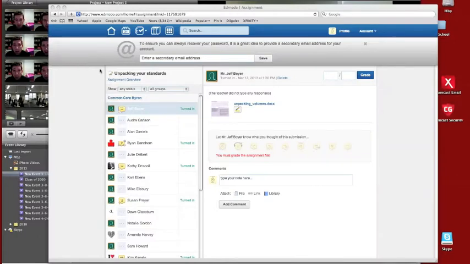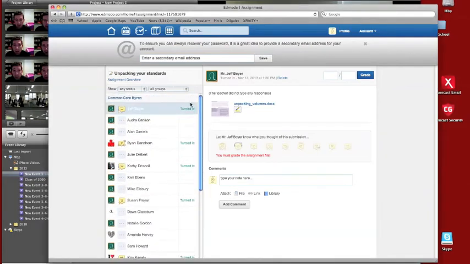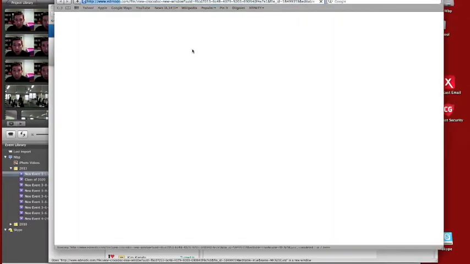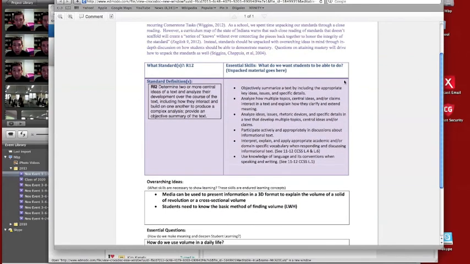So you can see here is a bunch of teachers that ended up turning in different documents to me. And I can open it up and take a look at what they gave me. If I take a look at the math teacher, Mr. Boyer, you can look at the standard he looked at for informational text. It says, determine two or more central ideas of a text and analyze their development over the course of the text, including how they interact and build upon one another, and so on and so forth.